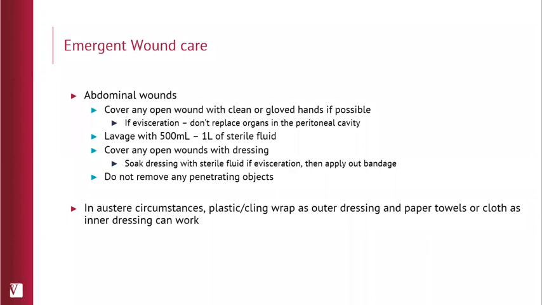Now, if these types of wounds are being identified in the field where you don't have access to much, or if you unfortunately are in austere circumstances where you don't have access to a large amount of fluids or bandaging materials, you can use any type of plastic. You could use a cling wrap as an outer dressing and have the inner dressings be paper towels or cloth, basically something that you can potentially get damp to help make sure that the tissues don't dry out, as well as then having that more protective outer coating.